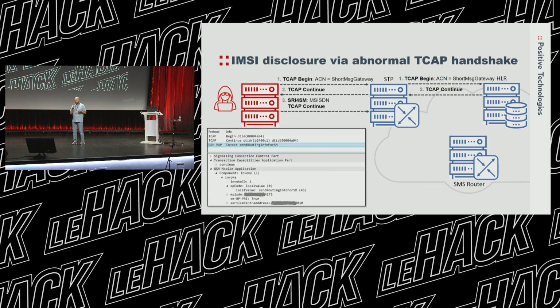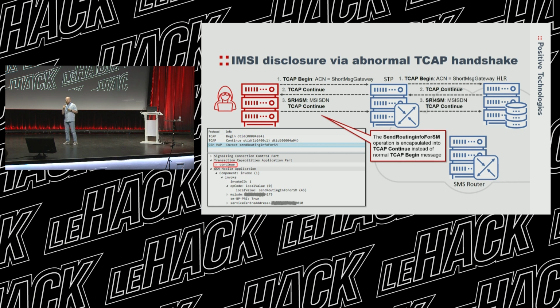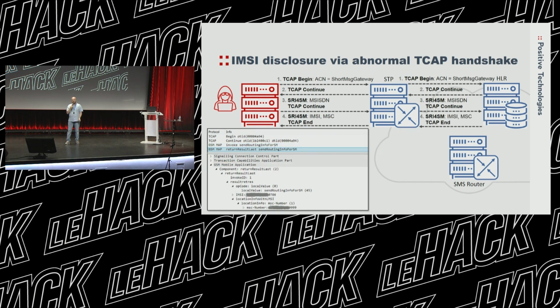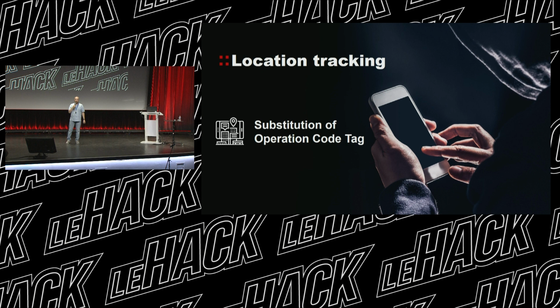After that, the intruder is able to send a routing info for SM request within the installed transaction. And since the transaction has been installed, the STP does not send this signal message to the SMS router. It sends it again to the HLR. And the HLR replies with correct data, with the IMSI and MSC identities, with real identities. Now the intruder knows some confidential information like the IMSI and MSC, and the intruder needs to define the location of our target subscriber.